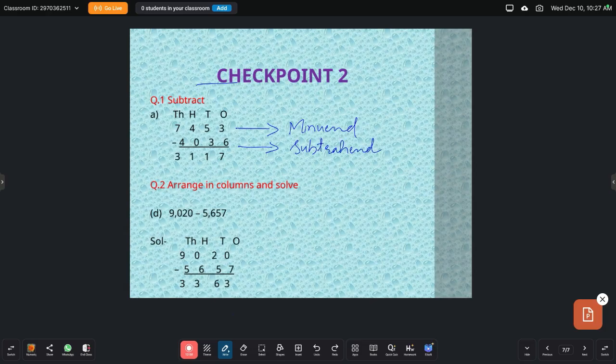Now what we have to do? We have to find the difference. We have to find the answer when we subtract two numbers. When we subtract two numbers, their answer is always called the difference. Fine? Let us subtract. So here we have to borrow. Why? Because we have to begin with the ones column. In the subtrahend, we have 6 and in the minuend, we have 3 only.